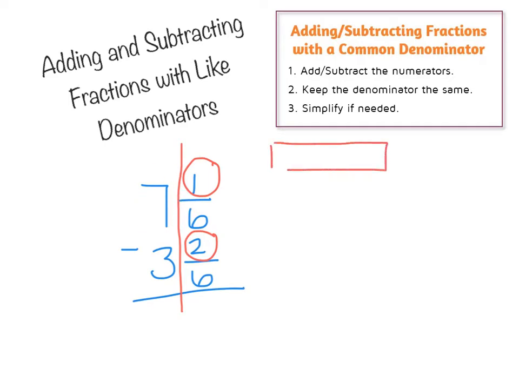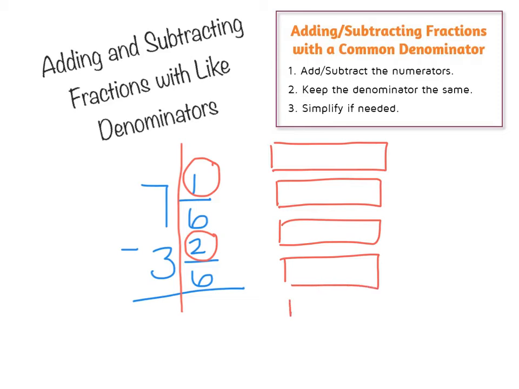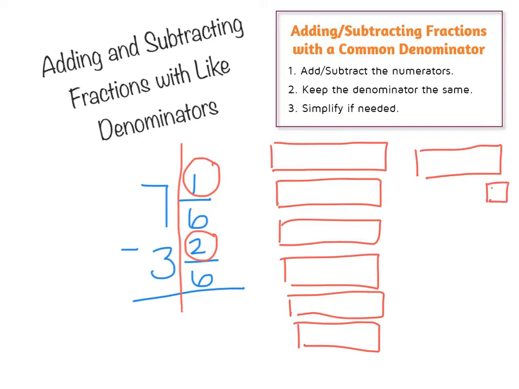So I have 1, 2, 3, 4, 5, 6, 7. And then I have 1 unit. So I'm going to draw my 1, which equals 1 6th. So boys and girls, since I don't have enough, I'm going to go next door and I'm going to cross out my 7 and I'm going to change that into a 6.